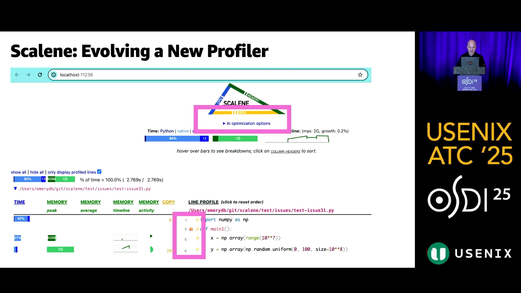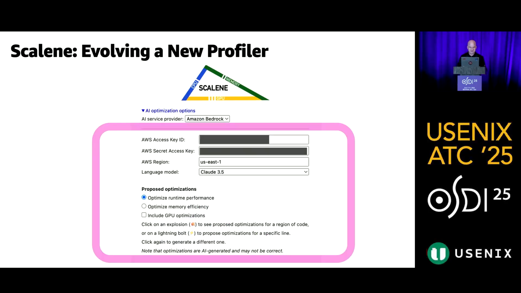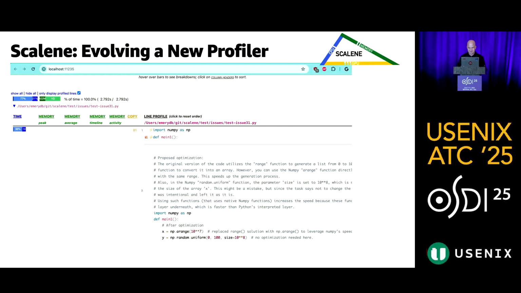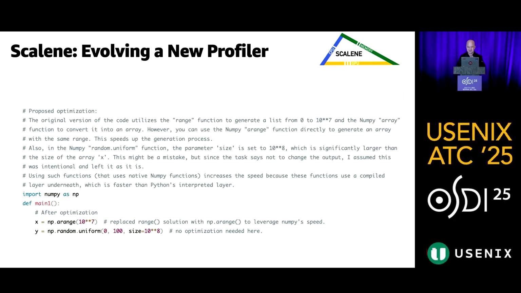But Scalene, after the paper actually got accepted, we decided to integrate AI. And so what we have now are these AI optimization options. It's a bring your own key situation, and you can say, I want certain kinds of proposed optimizations. And when you click on a little explosion button, it's a little hard to see, it will go and ask the AI for a proposed optimization of your code. And these optimizations, the text is hard to read, but it's got an explanation of what the optimization is and why it should do better.